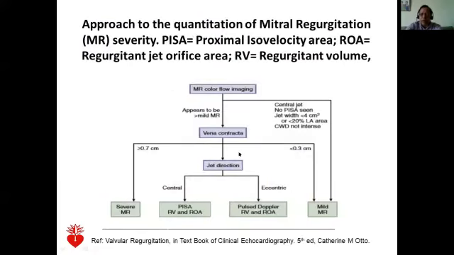Now this is the algorithm. How can we proceed Doppler-wise to decide about the MR severity? Put the color Doppler; if it appears more than mild, then measure the vena contracta. If it is more than 0.7, severe MR. If it is less than 0.7, then it is mild MR. And then you can measure the jet width and jet area like this. Other methods are PISA and the pulsed wave Doppler volumetric method, but I am not going to go into this.